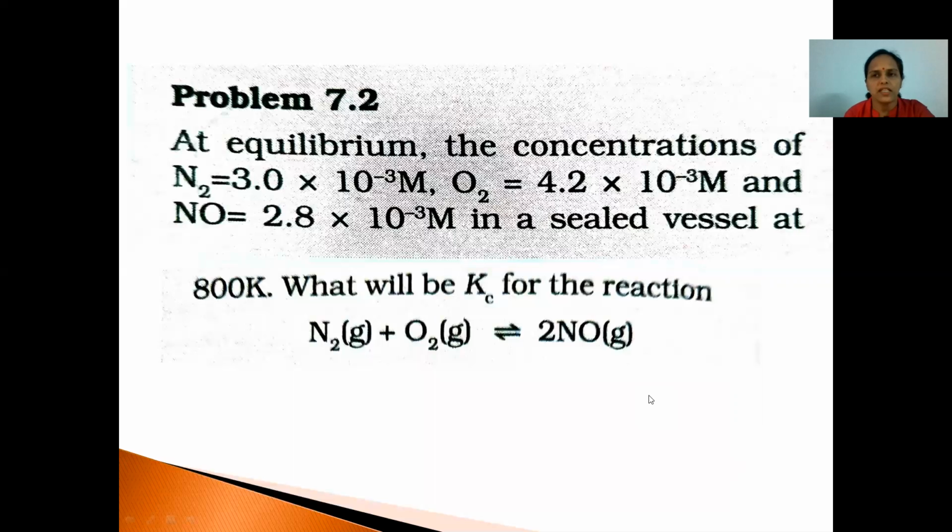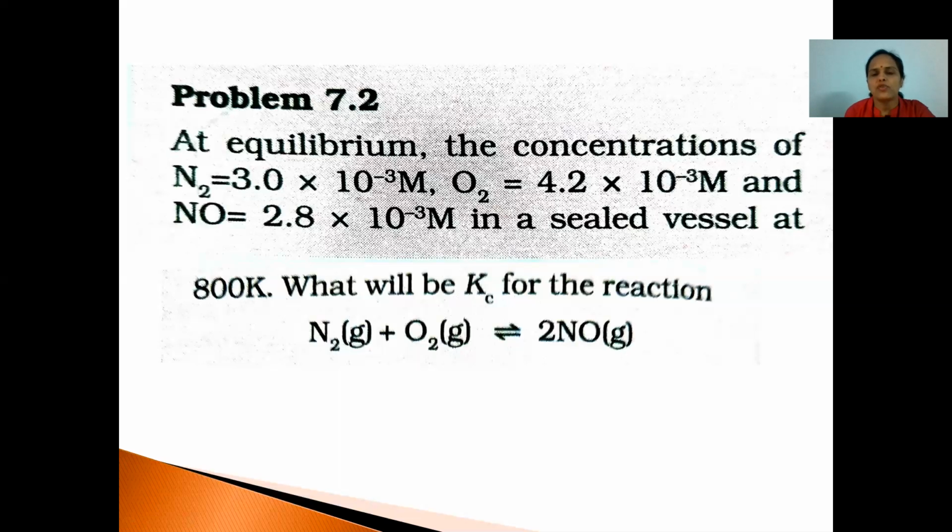Next, look at the next problem. At equilibrium, the concentration of nitrogen is 3 into 10 raised to minus 3 molar, oxygen is 4.2 into 10 raised to minus 3 molar, and NO is 2.8 into 10 raised to minus 3 molar in a sealed vessel at 800 Kelvin. What will be the value of Kc for the reaction N2 plus O2 gives 2NO?